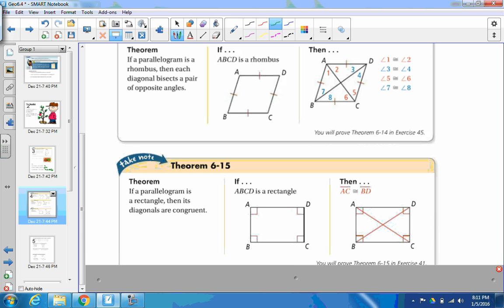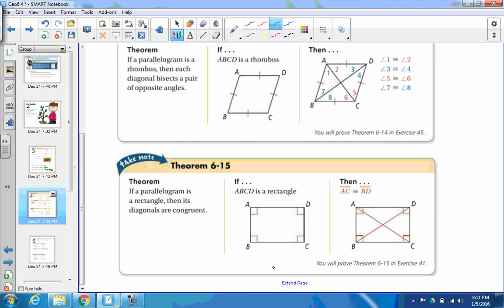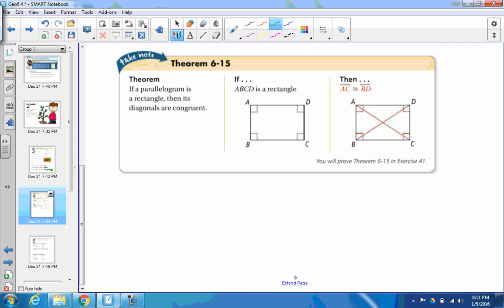And then theorem 6.15 finally says if a parallelogram is a rectangle, then its diagonals are congruent. So with rectangles, not necessarily any rhombus, unless it's a square, but any rectangle has congruent diagonals. So AC is congruent to BD in this case.